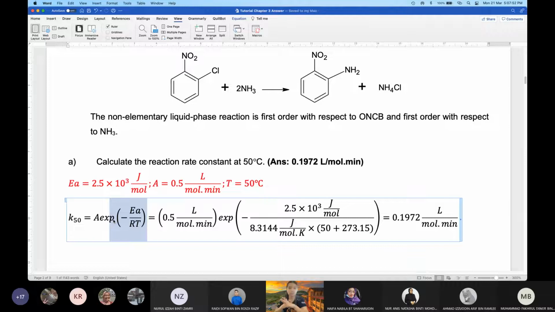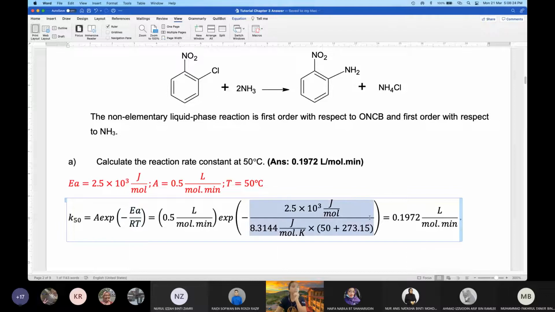So apakah implication dia? Implication dia means all the formula or the variables inside the bracket, yang bracket minus EA per RT ni, dia punya unit and dimension eventually will become dimensionless. Dia tak boleh ada unit sebab dia tak boleh ada exponential unit. So maksudnya semua variables dalam kurungan tu akan membatalkan their unit and their dimension with one another. Okay, what do I mean by that?